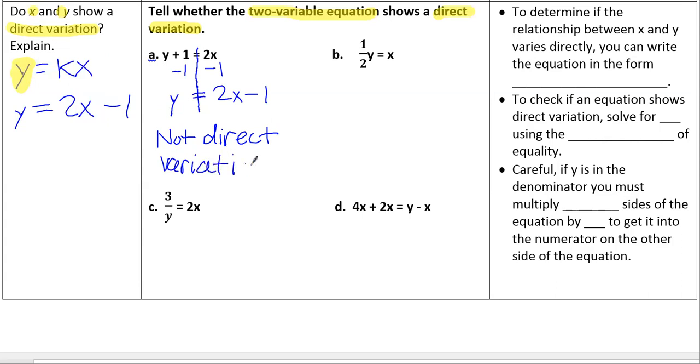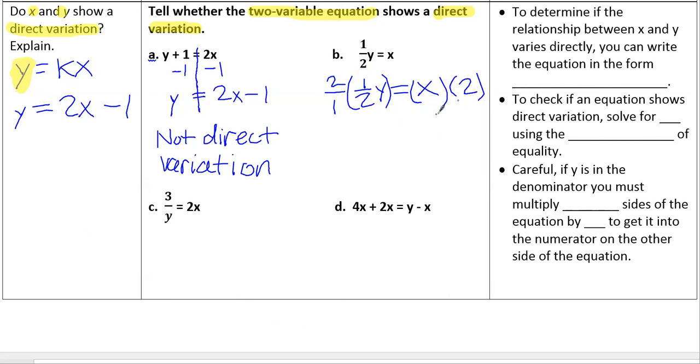Okay, next one. So how can we tell if this is direct variation? We need to get y by itself and then see if it's in this form. So how do I get rid of the 1/2 so that I just have y? I could divide both sides by 1/2. Or, I hope you remember this, you can multiply both sides by 2 over 1. And since this one's not a fraction, we can just multiply that by 2.